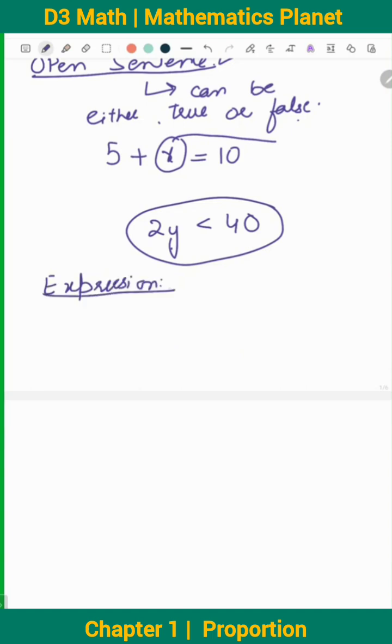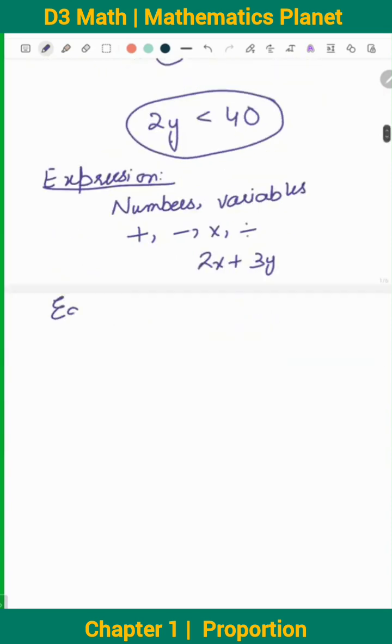Okay, an expression is a mathematical phrase that consists of numbers and variables. Numbers, variables, and 4 operations combine together to form an expression. For example, 2x plus 3y, this is an expression. Now, what is an equation? If we have a sign of equality in the expression, then this forms an equation.